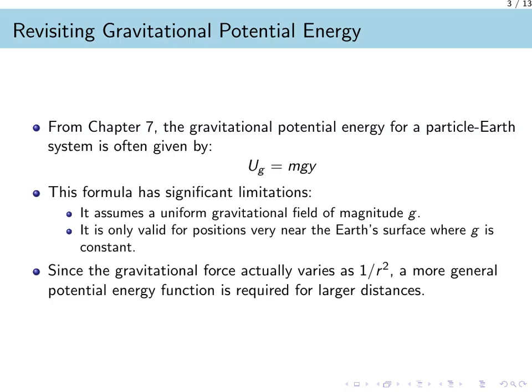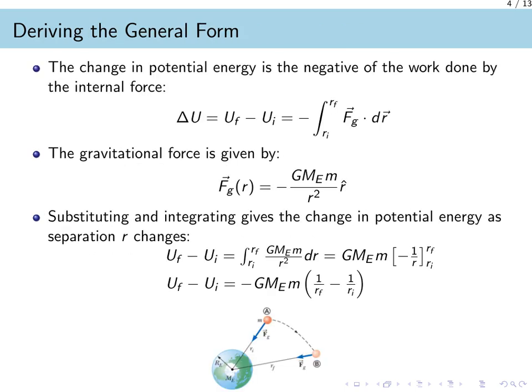It weakens with distance according to an inverse square law. To analyze things like satellites or planets, we need a potential energy function that reflects this change. Therefore, we must derive a more accurate expression for gravitational potential energy that works for any distance between two objects. Let us now derive the general formula for the change in gravitational potential energy.